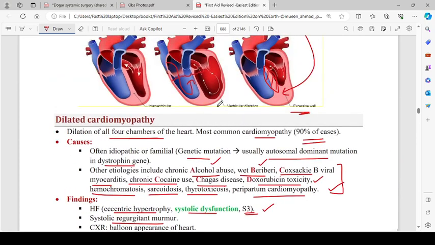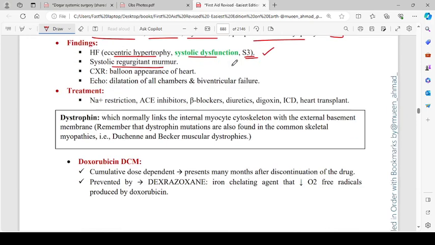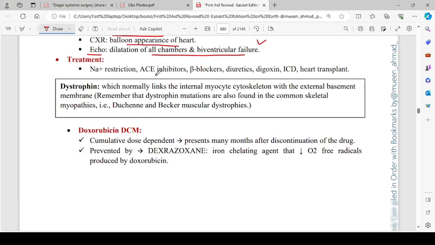Because the walls are moving apart, and so will be the valve cusps. When they are not adherent to each other, there will be regurgitant movement. So there will be systolic regurgitation, either mitral regurgitation or maybe tricuspid regurgitation. Chest X-ray will show a balloon appearance of the heart. Echocardiography: dilation of all four chambers and biventricular failure. Treatment is with sodium restriction, ACE inhibitors, beta blockers, diuretics, digoxin, intracardiac defibrillator, and heart transplant.